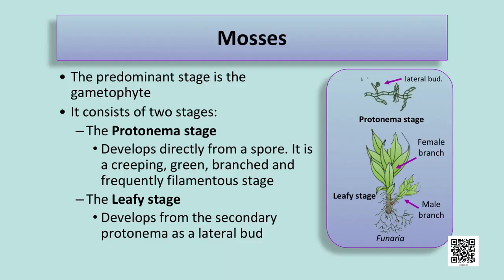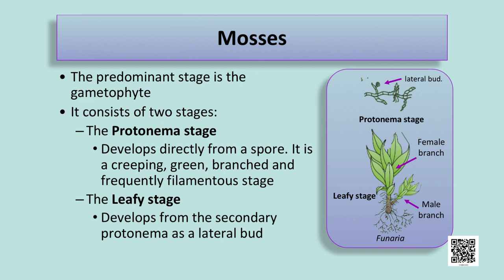Now, let us see how mosses are unique. The predominant stage is gametophyte. This means it is the main plant body. Unlike liverworts, the gametophyte has further two stages. The first stage is the protonema stage. Protonema develops directly from the spore. Remember, in liverworts, there was no protonema stage.